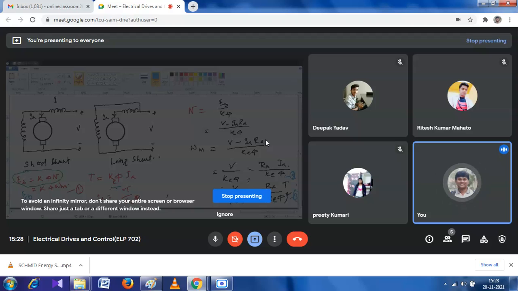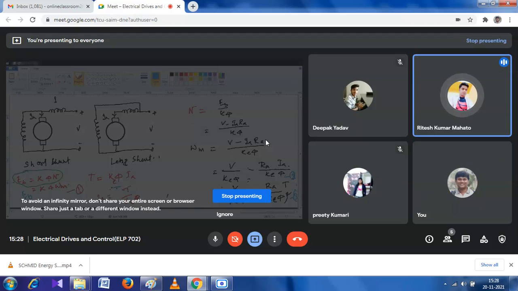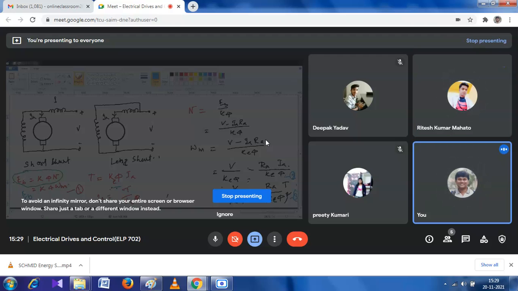Suppose we have to change the voltage level. If the system is AC, which device is used to change the voltage level in case of AC? Transformer. Good. But in case of DC, if the system is DC and we have to change the voltage level, which device is to be used? Chopper. Good.